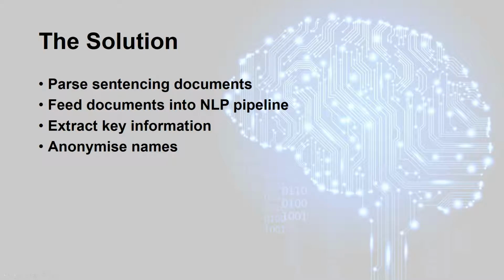My solution to this problem was to parse sentencing documents and then feed them into an NLP pipeline that could autonomously identify the presence of certain aggravating and mitigating factors, as well as charges. During this process, I would also extract key pieces of information and anonymize all names at the client's behest.